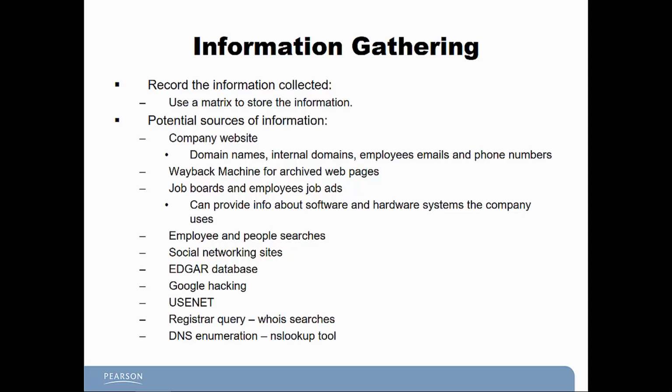Some of the tools could be like people searches, social networking. Once you know the name of the organization, you can start looking at social media to see who works there. Google hacking, Usenet, registrar queries. That would be a whois lookup. Things of that nature. That way we can slowly start gathering information about a specific organization.